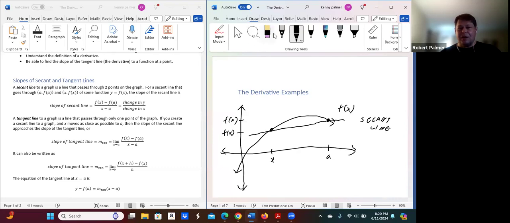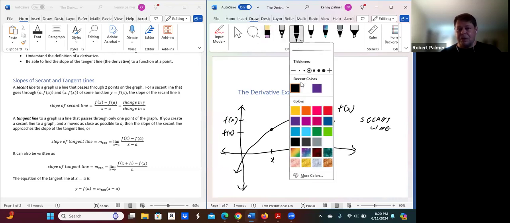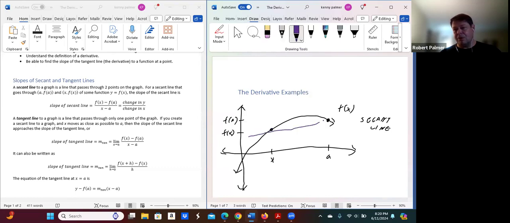Let me change the color of that to make it more distinctive, a blue or purplish color. So here's our secant line. A secant line connects any 2 points on the graph. Now, let's go back to the right.